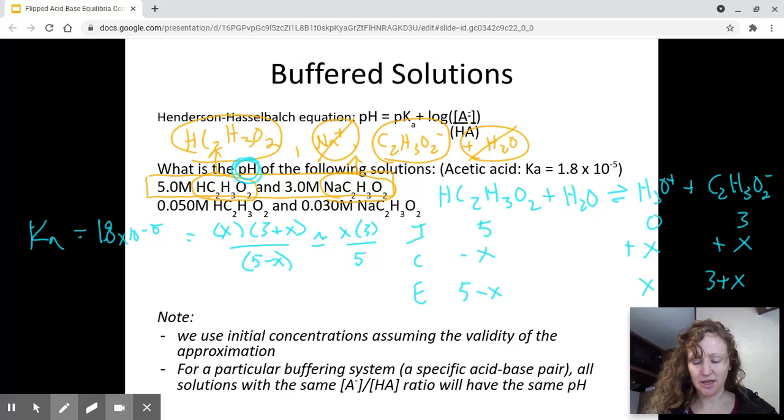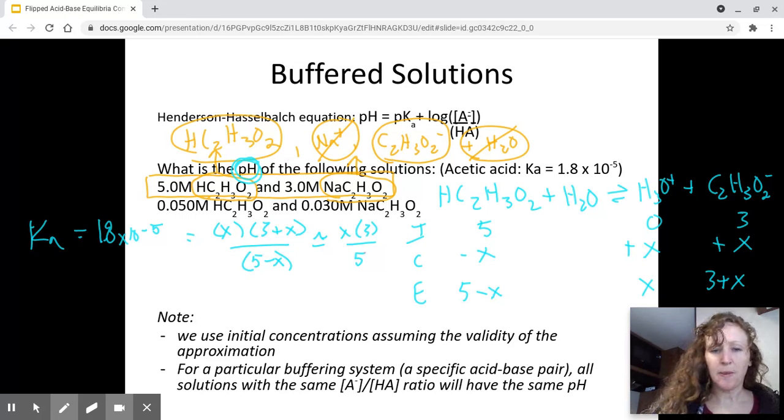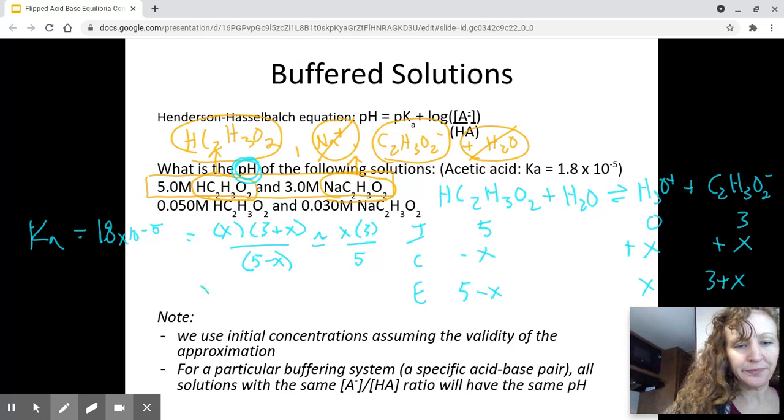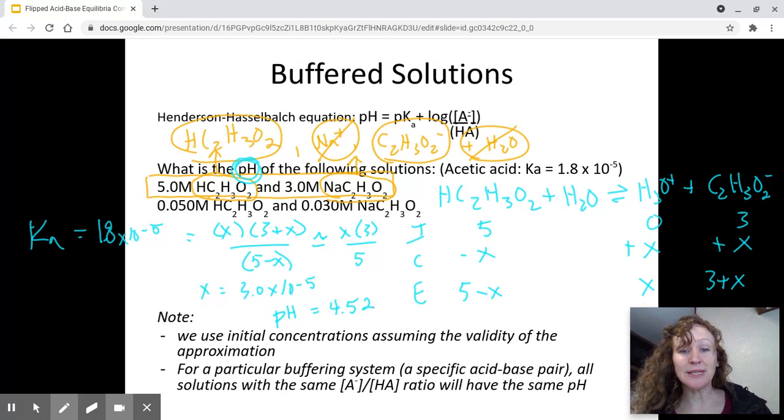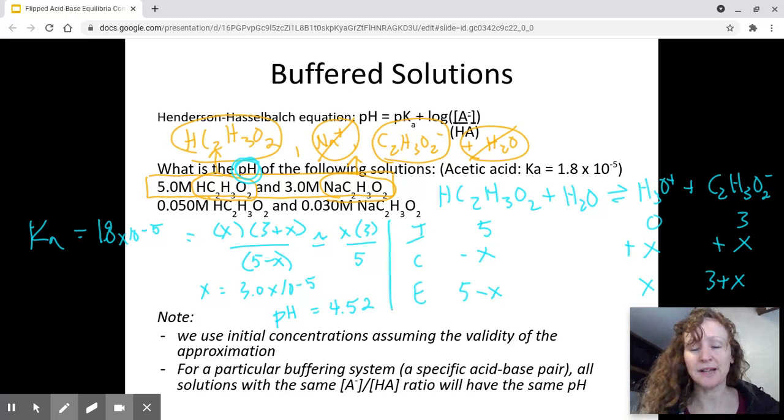So I'm going to take my Ka, multiply it by 5, divide by 3. X equals 3.0 times 10 to the negative 5. pH is the negative log of that, which equals 4.52. Right? That's how we would do it. That's our normal process: reaction, ice chart, Ka equation.